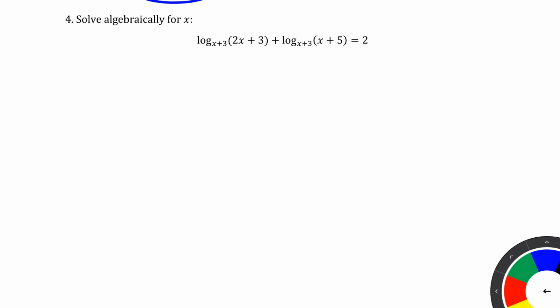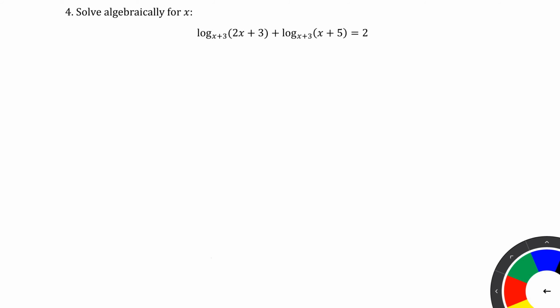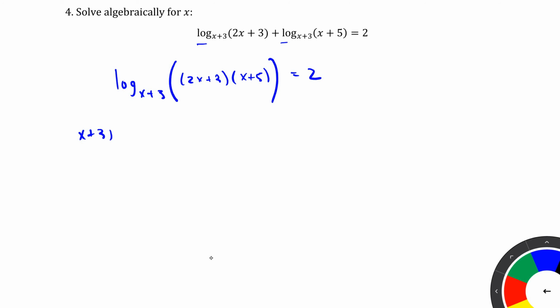Number 4 is similar to what we were doing at the end of class. So notice we have two separate logarithms. As soon as we see two logarithms, we want to combine them to make one big log. So I'm going to have a log with a base of x plus 3 of 2x plus 3 times x plus 5, all equals 2. Then I want to rewrite this as an exponential. So I'd have x plus 3 to the second power equals 2x plus 3 times x plus 5.